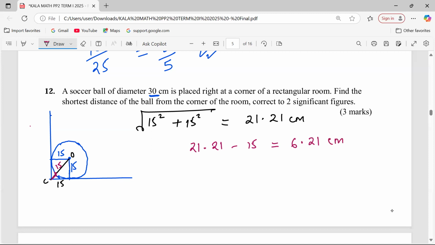centimeters. Then now we can talk about two significant figures. Two significant figures shall be exactly 6.2 centimeters. Yeah, two significant figures.